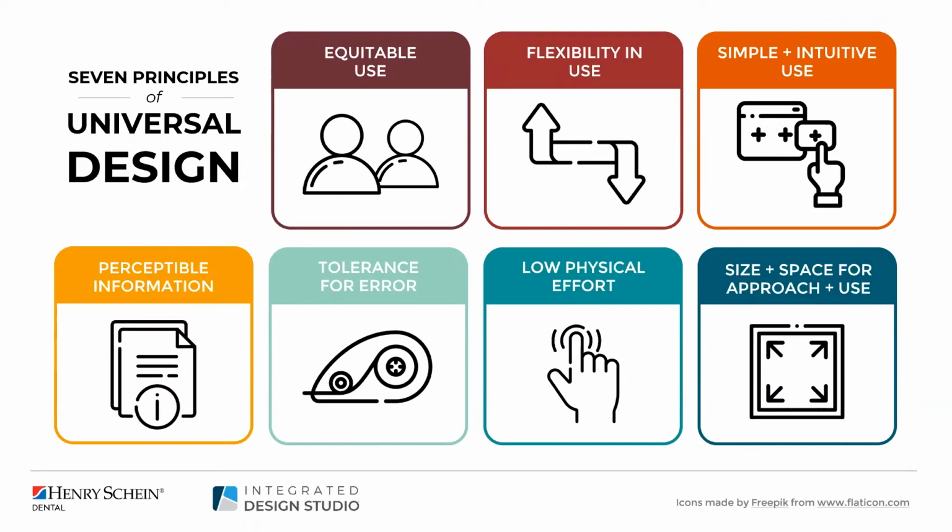Perceptible information means that the design communicates information effectively regardless of the user's sensory abilities. Tolerance for error means that the design will minimize negative consequences of unintentional actions. Low physical effort means that the design can be used comfortably and efficiently. Size and space for approach and use means that appropriate space is being provided for users regardless of their body size or level of mobility.